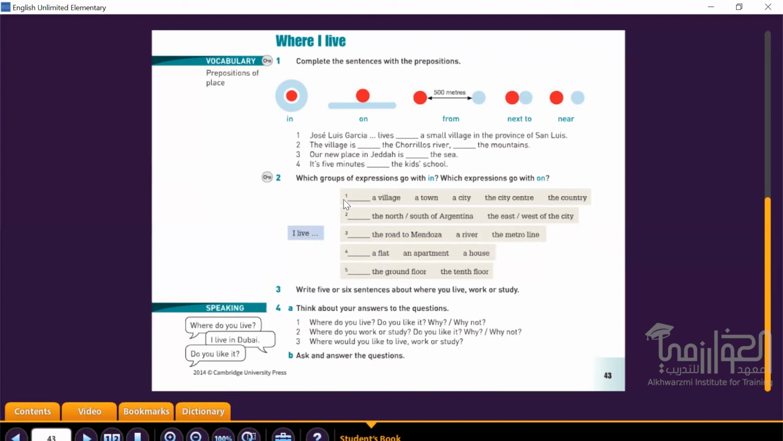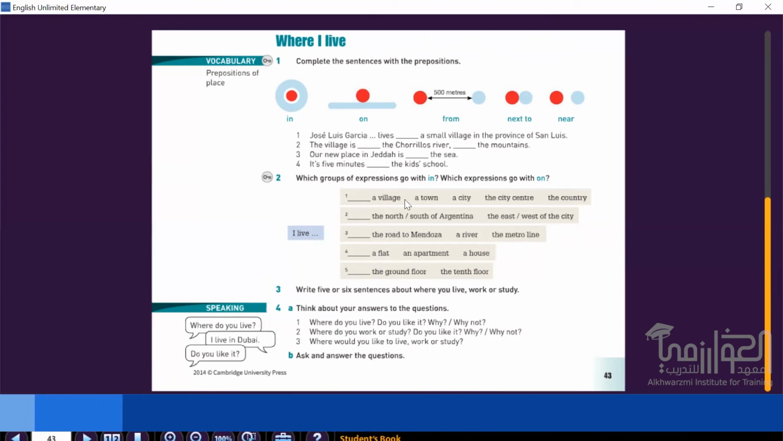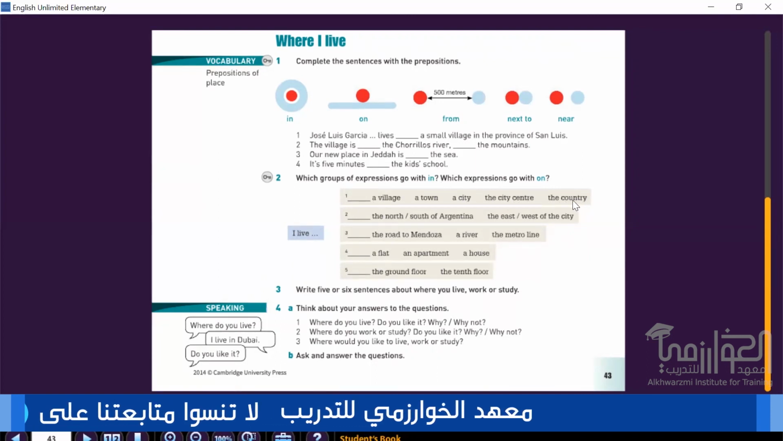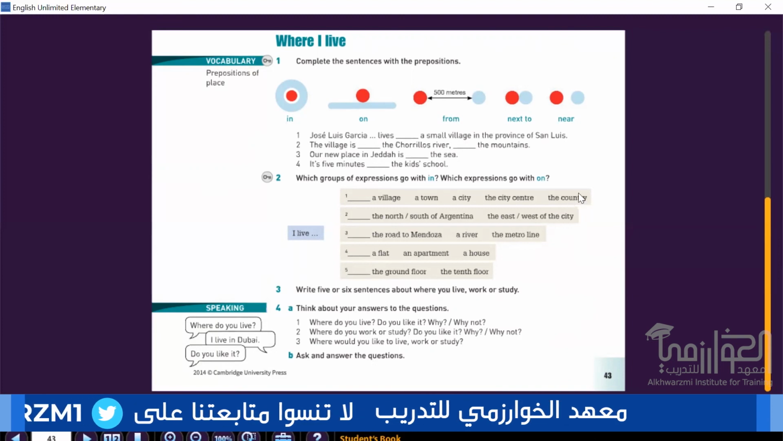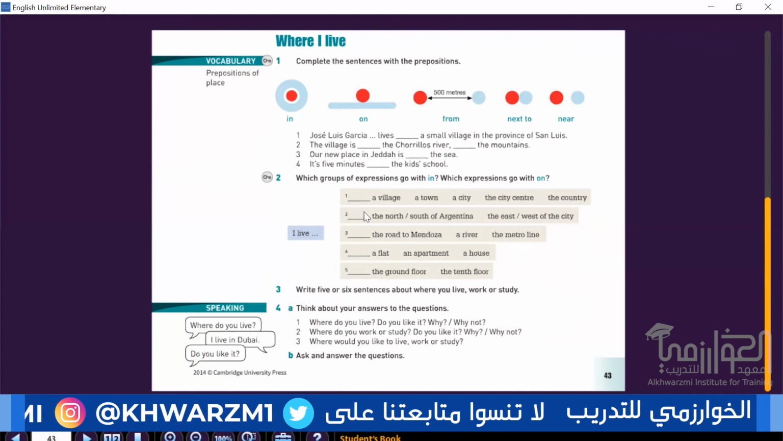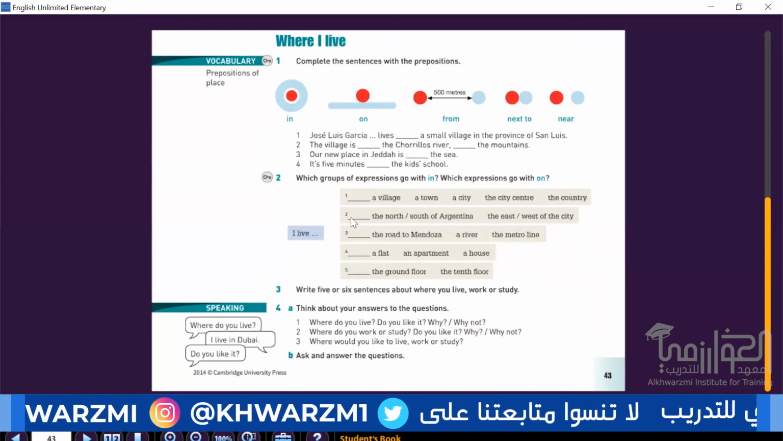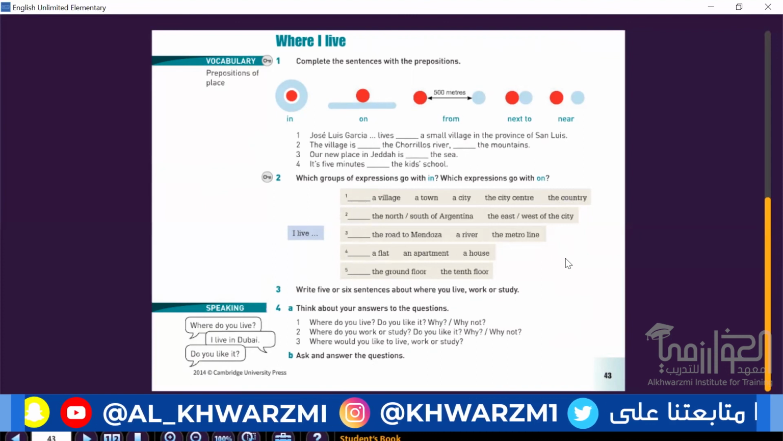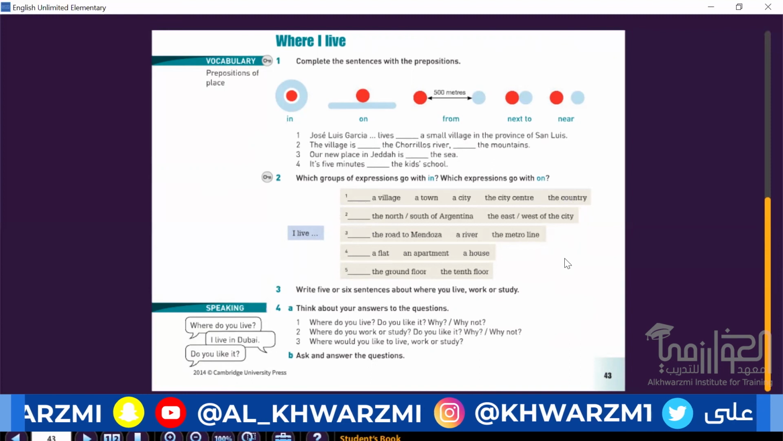I live in a village, or I live in a town, or I live in a city, or I live in the city center, or I live in the country. So you can see this country here means countryside, like the rural area. It doesn't mean a nation. Okay, now I want you to complete the rest. Use in or on in these spaces. Pause the recording while you do this exercise.